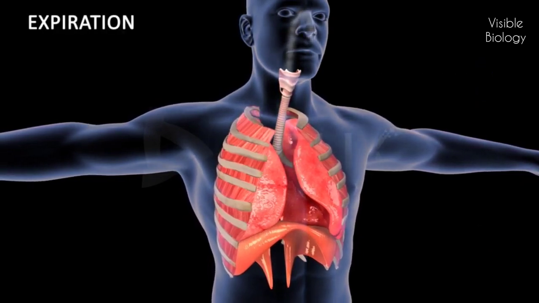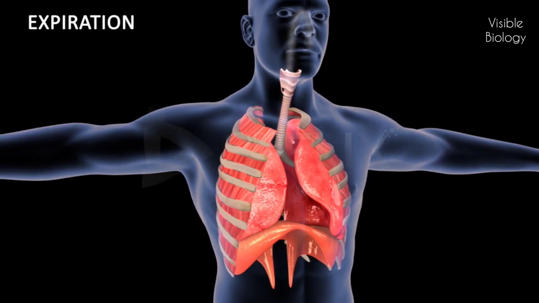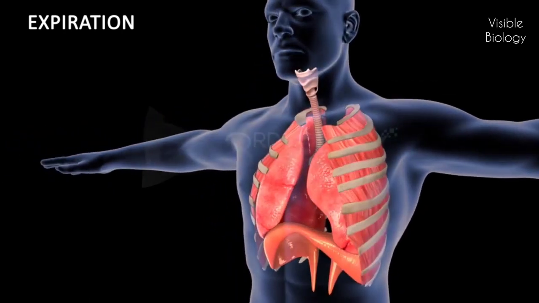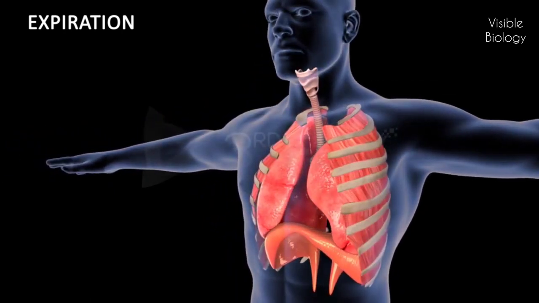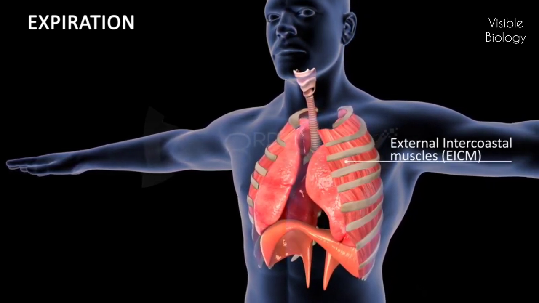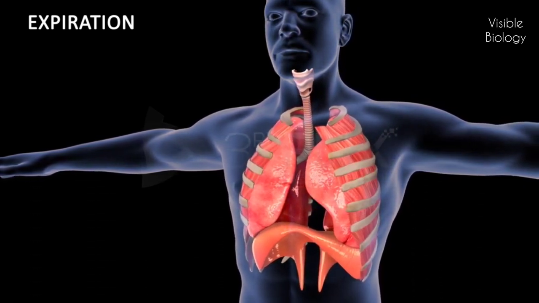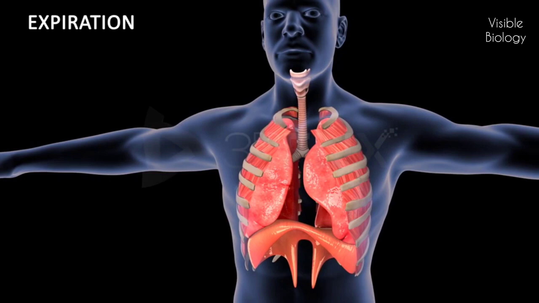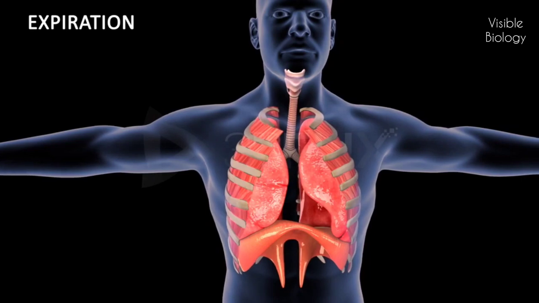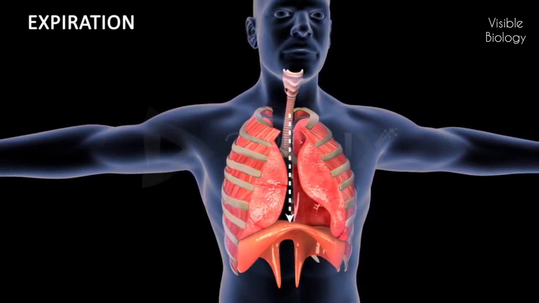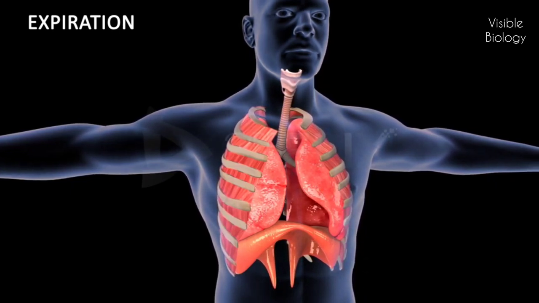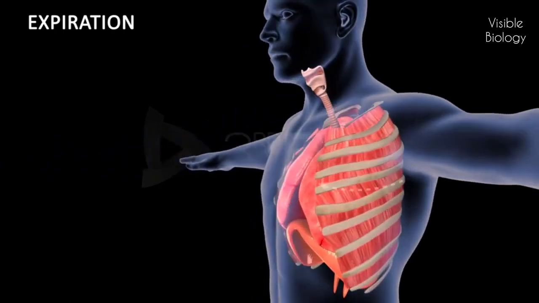Expiration. Release of alveolar air to the outside is known as expiration. It takes 0.3 seconds. It is a passive process as it takes place by the relaxation of the muscles of the diaphragm and the external intercostal muscles. Relaxation of the muscles of the diaphragm causes it to return to its normal shape and position, and this decreases the thoracic cavity in the anterior-posterior axis, whereas the relaxation of the external intercostal muscles decreases it in the dorsoventral axis.